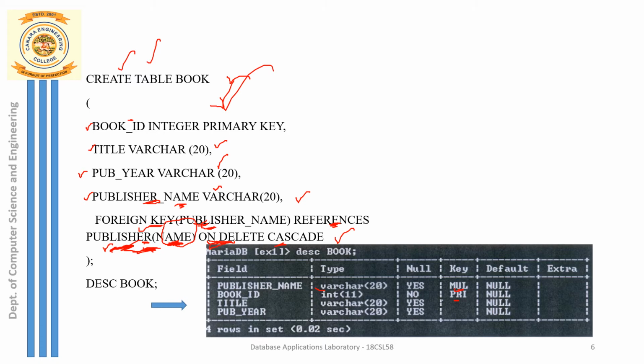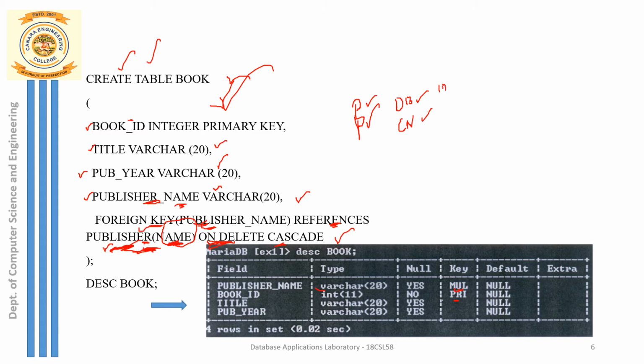For example, if I have a publisher name called Pearson, I can have two or more books here. For example, I can have a DBMS textbook which is published by Pearson. I can have one more textbook, a CN textbook also, which is published by the same publisher Pearson. That is possible. So what value is repeating? The Pearson publication name is repeating, but remember the book ID here can never repeat.